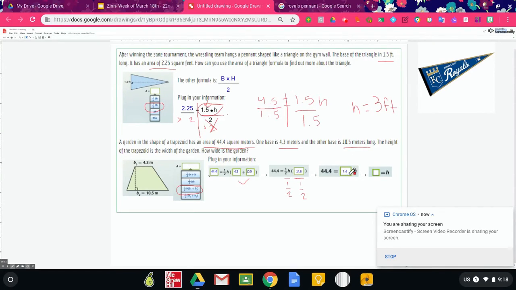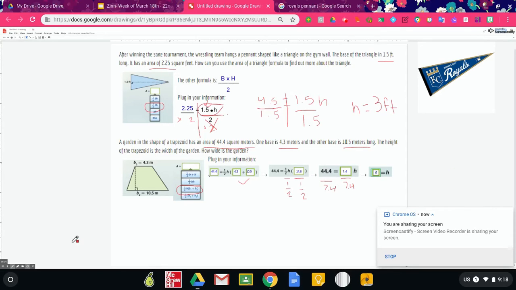So the letter and the number right next to each other means to multiply, so the opposite is to divide. To solve this, we have to divide by 7.4. So 44.4 divided by 7.4 is, and after all of those decimals, your answer is a whole number. It's 6. So the height of this trapezoid is 6 meters.